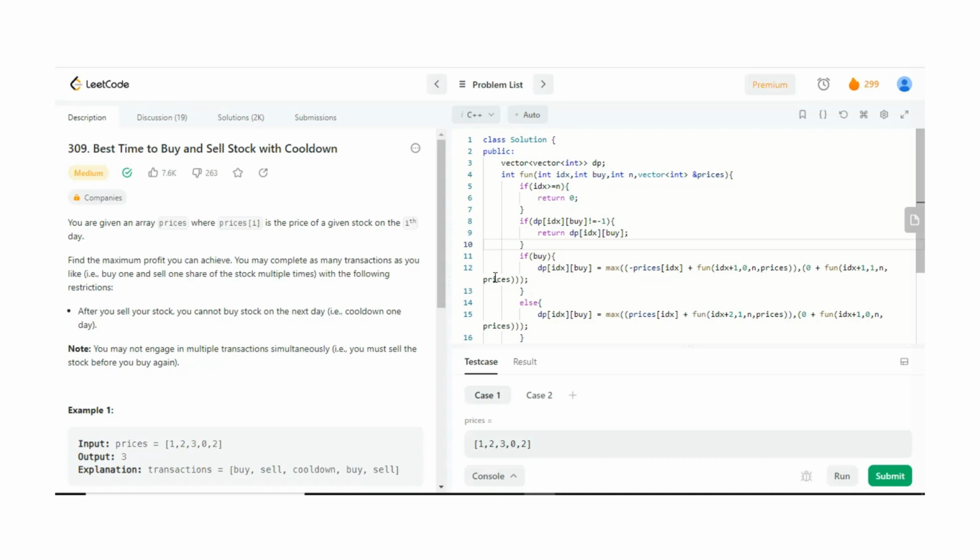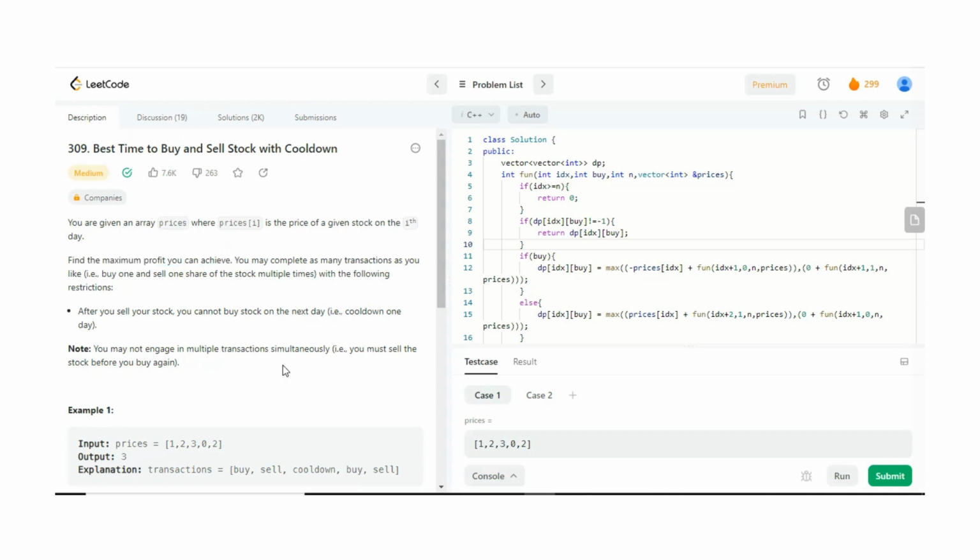Today we are discussing a very interesting and famous interview problem that is already asked in many interviews. The name of this problem is best time to buy and sell stock with cooldown. In this problem we are given an array prices where prices[i] is the price of the stock on that particular day. We need to find the maximum profit that can be achieved.